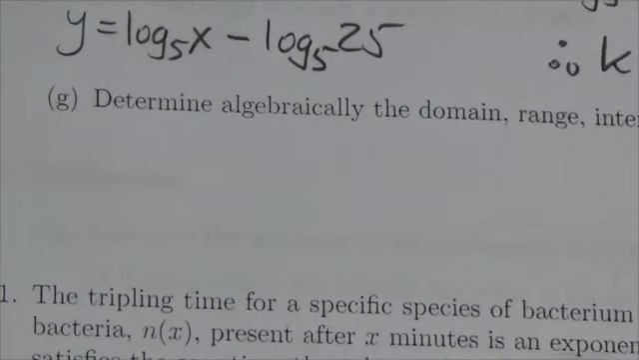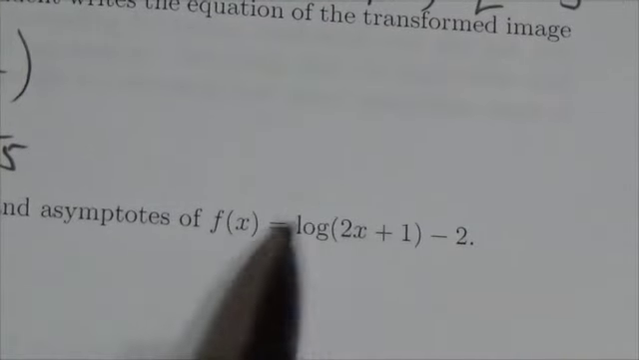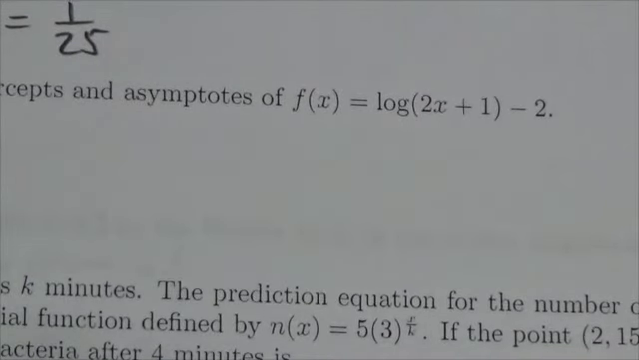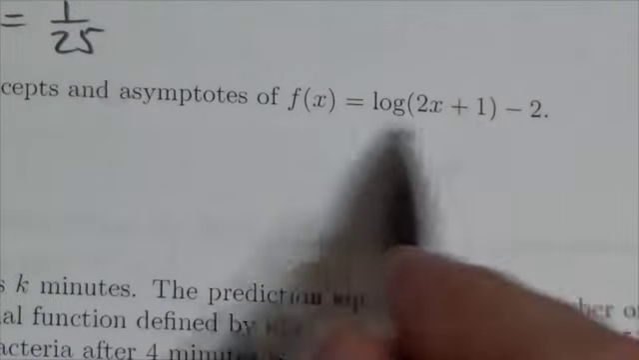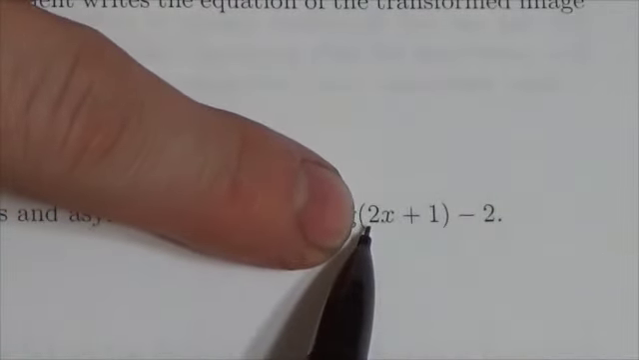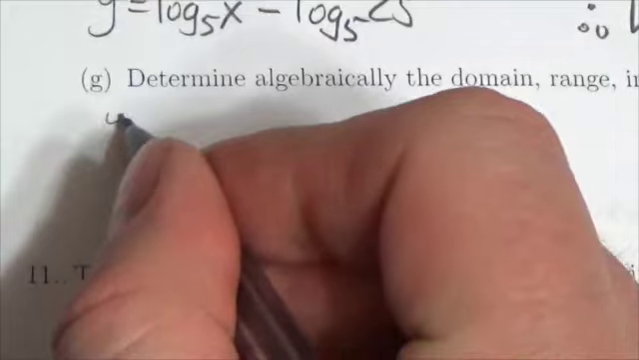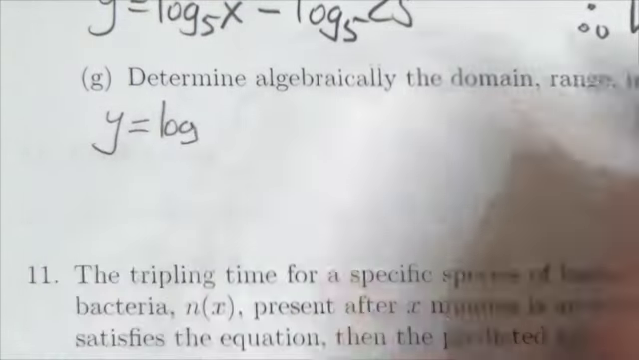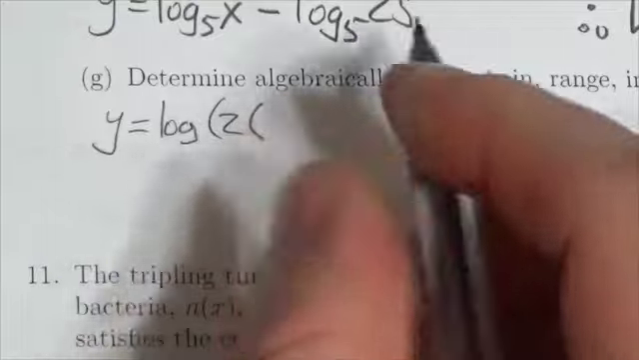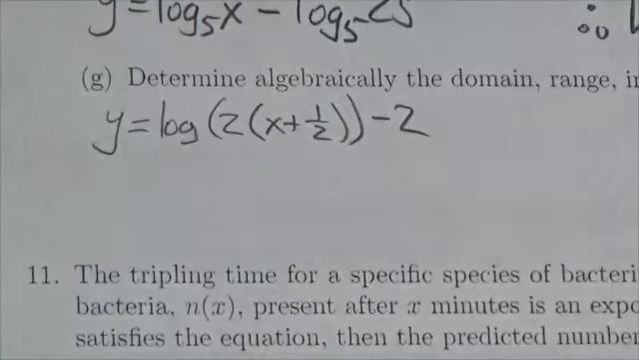Hi everybody, this question is asking us to determine algebraically the domain, range, intercepts, and asymptotes of this expression right here. Before I do anything, that expression doesn't look like it's in the right form to me, because the horizontal stretch and the horizontal translation have not been factored apart. So I'm going to take a couple seconds and rewrite this as y equals the common log of 2 times (x plus 1/2), minus 2.